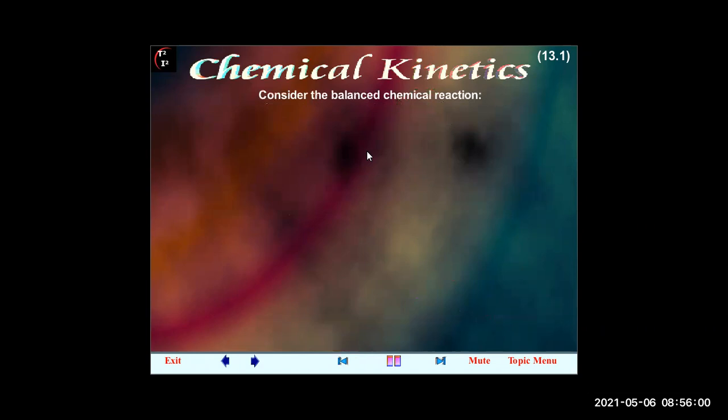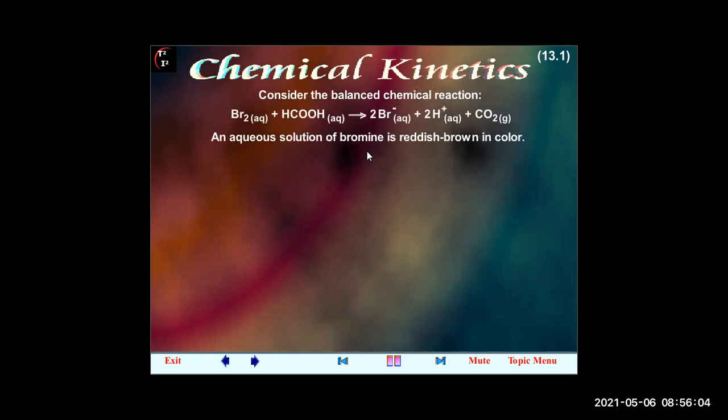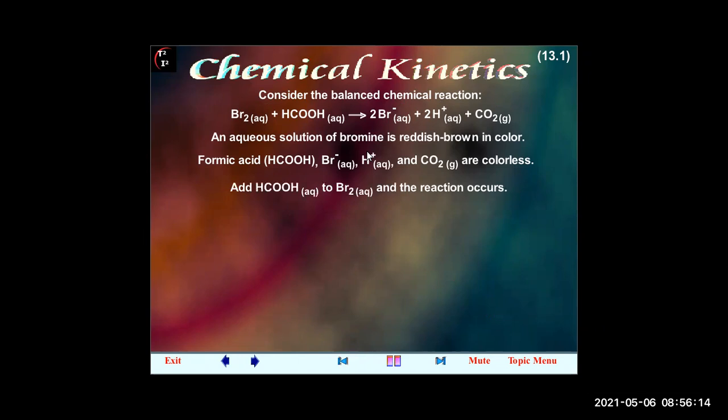Consider the balanced chemical reaction. An aqueous solution of bromine is reddish-brown in color. Formic acid, Br-, H+, and CO2 are colorless. Add formic acid to Br2 and the reaction occurs. As the reaction progresses, the concentration of Br2 steadily decreases.